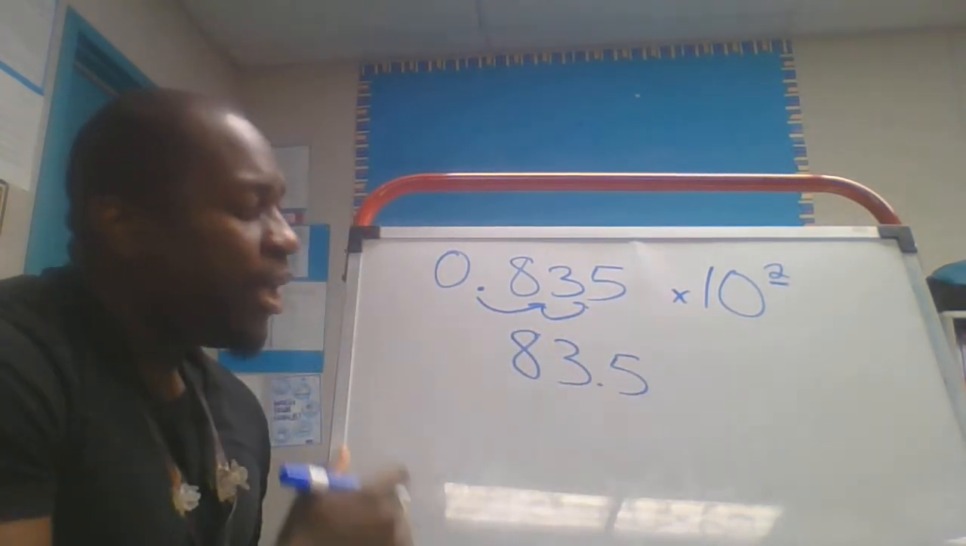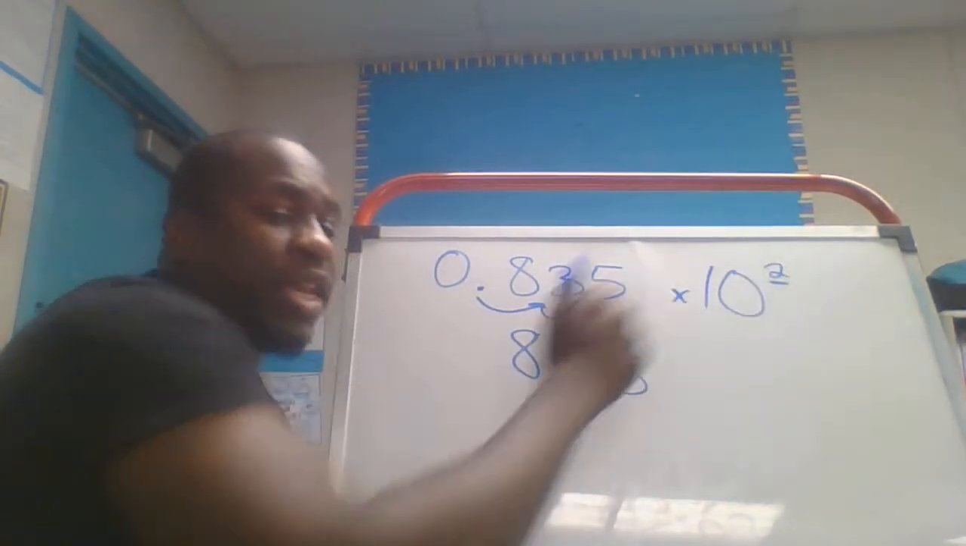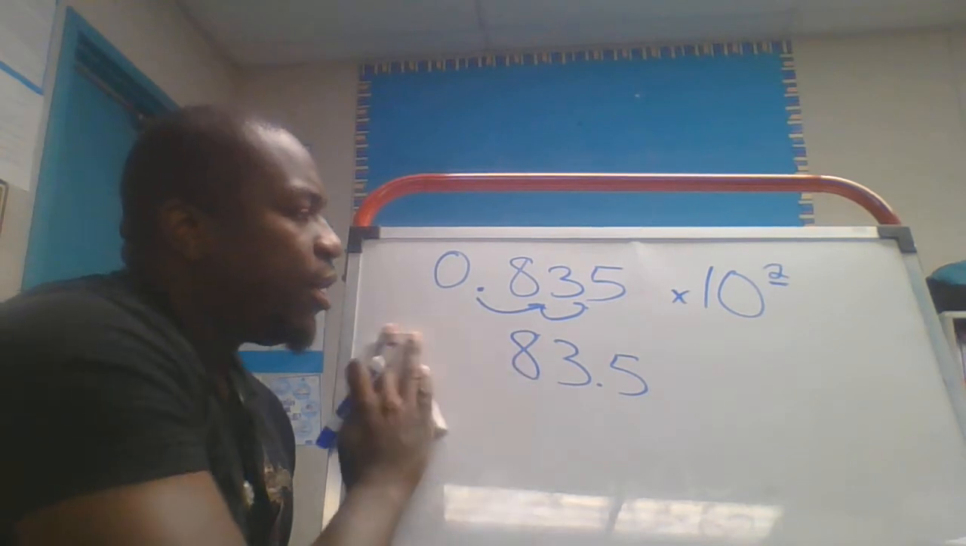And there's your answer. There's no math, really. It's just sliding over that decimal the amount of times that you see here. Okay? I'll give you another example here.